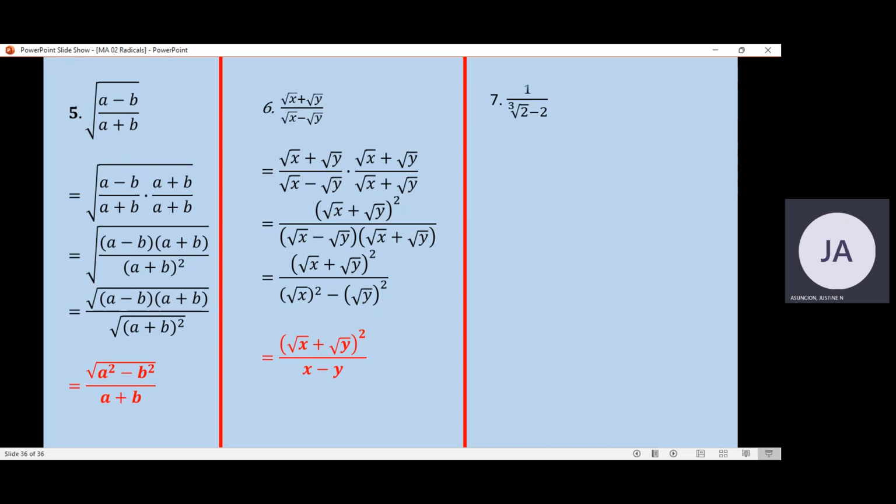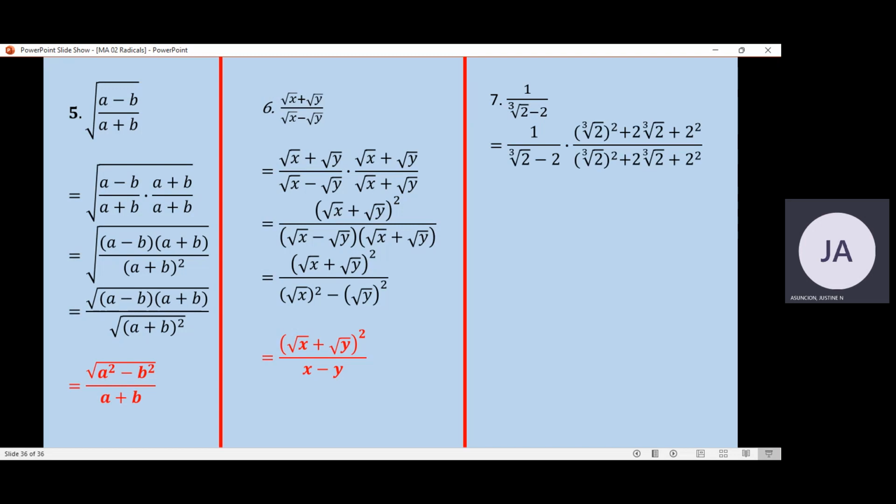Okay, this is the last one. 1 over the cube root of 2 minus 2. In this case, we cannot just multiply both the numerator and denominator by the cube root of 2 minus 2, because we cannot eliminate the middle terms again. But if we apply the difference of two cubes here, we can eliminate the radicals in our denominator.